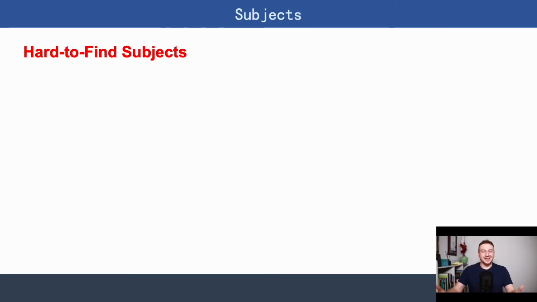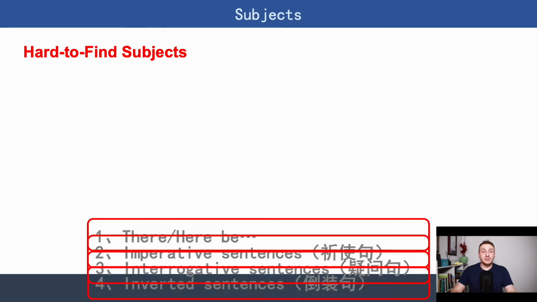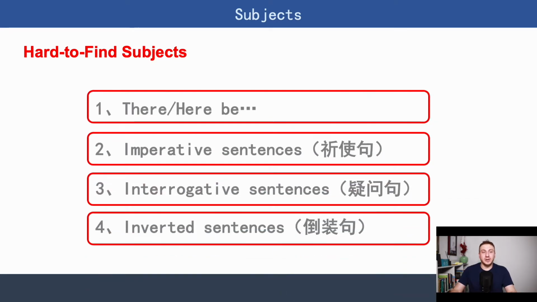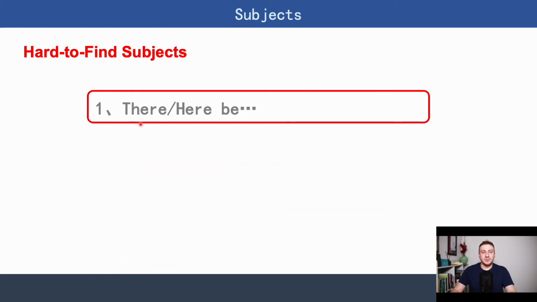All right, so subjects can be very easy to be found in a sentence. They're usually at the beginning of a sentence. They go before the verb. They're usually a person, animal, or maybe an object, right? But we do have 4 situations where it would be hard to find the subject. The first situation is when we begin a sentence with there be and here be.